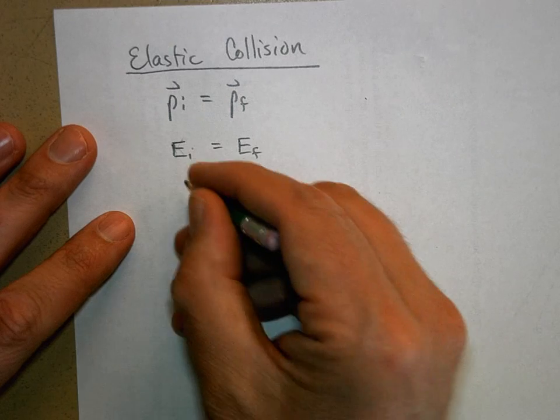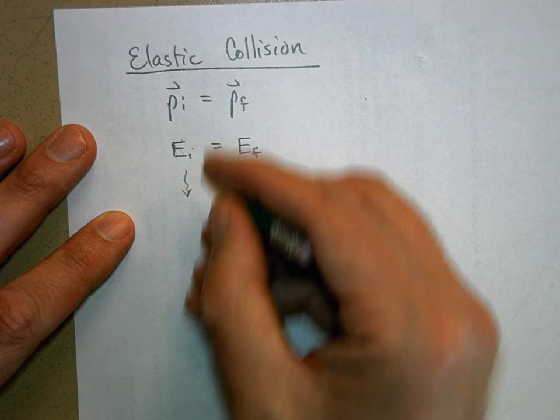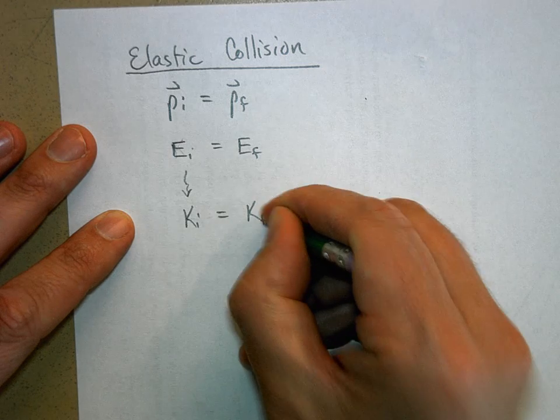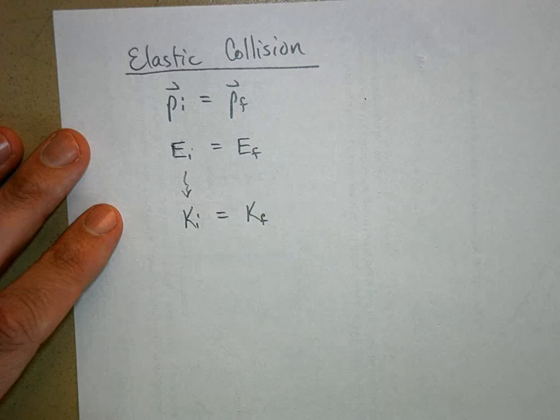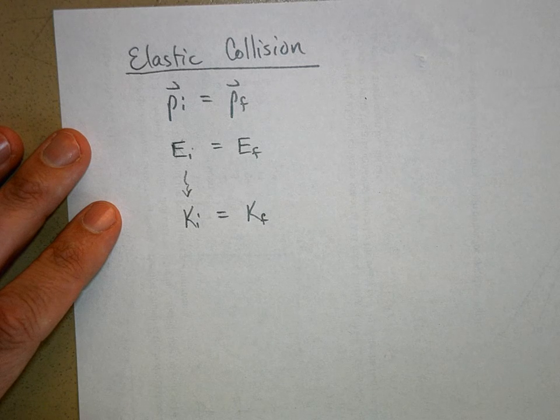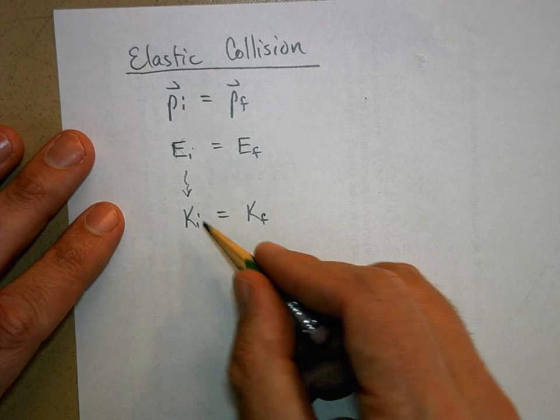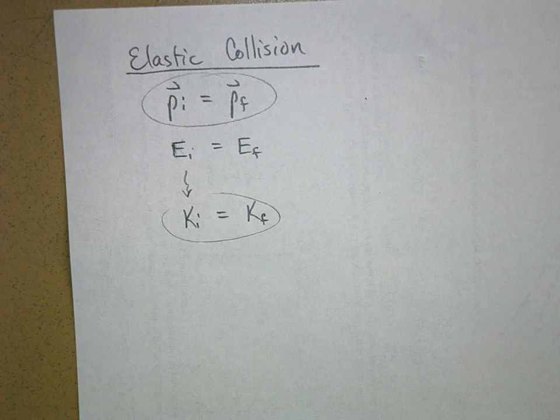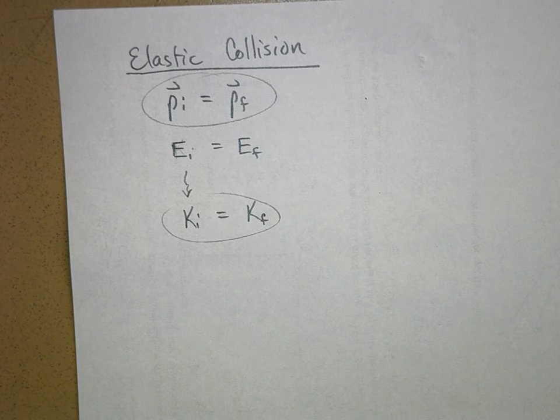So what we can do with that is say, let's just say that the initial kinetic energy of our system will equal the final kinetic energy of the system. Okay? So you can say these two things are true if you have an elastic collision. I hate elastic collision problems. I hate them because they're hard. Let me show you why they're so difficult.